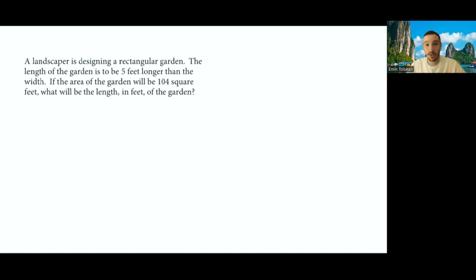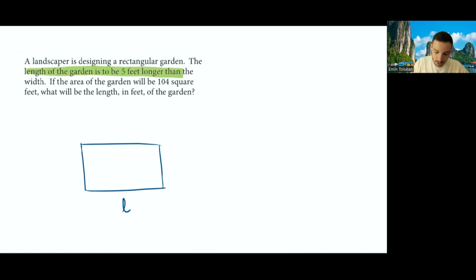A landscaper is designing a rectangular garden. The length of the garden, all right, so this is a rectangular garden. We'll draw a rectangular shape immediately. The length is to be 5 feet longer than the width. Do you remember this? Length is 5 feet longer than the width. This is something that we have discussed in the beginning. A shortcut can be used here. L is equal to 5 plus W.